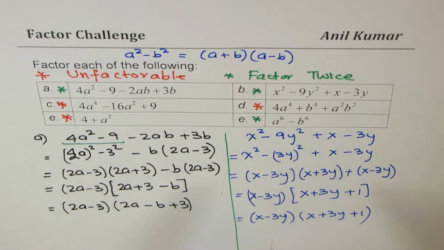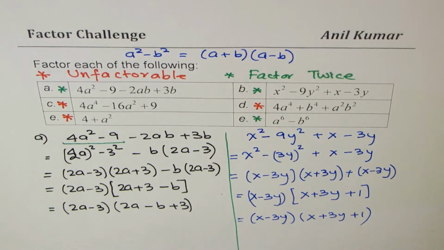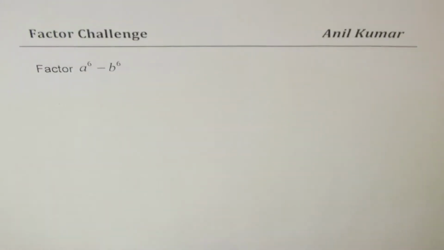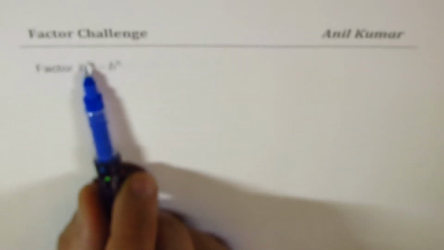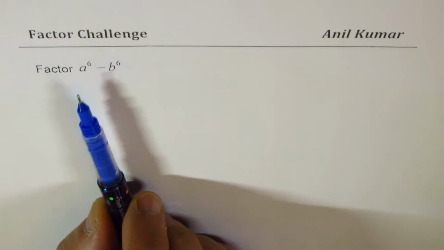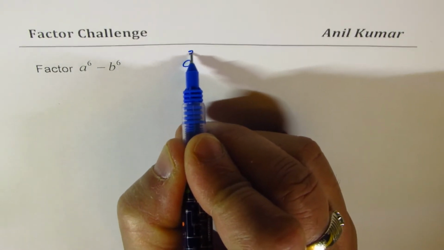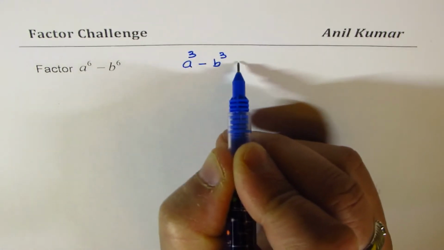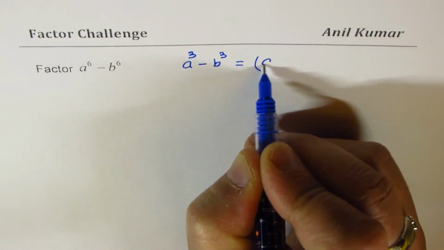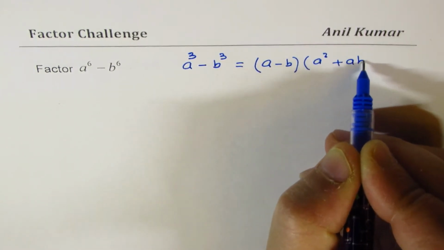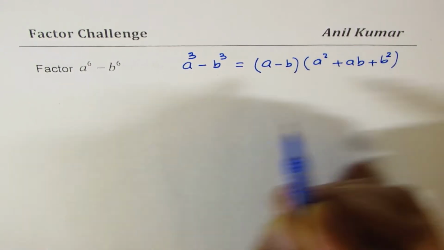This a to the power of 6, b to the power of 6. Let me take that first. So we'll go with the green ones first, and then we'll tackle the red ones. Okay, so here is a to the power of 6 minus b to the power of 6. Now we'll apply here this formula, which is a cube minus b cube formula. It could be written as a minus b times a square plus ab plus b squared.